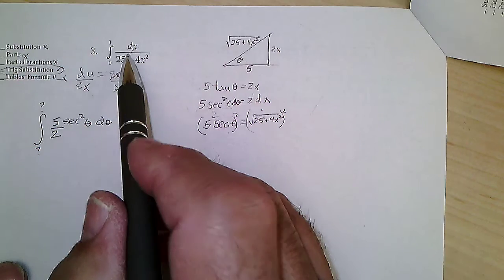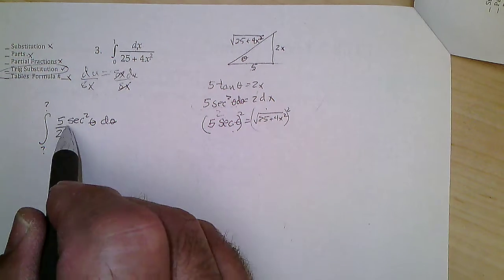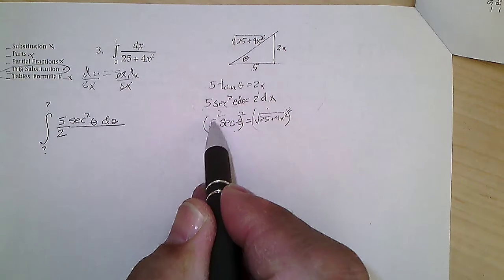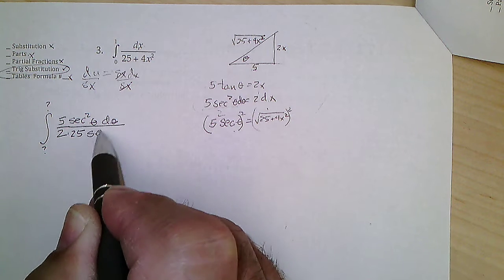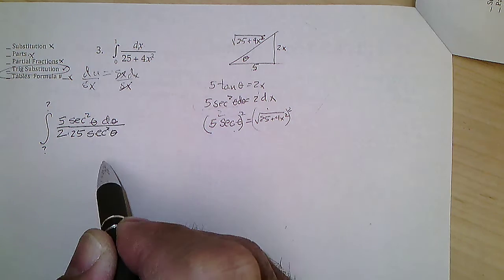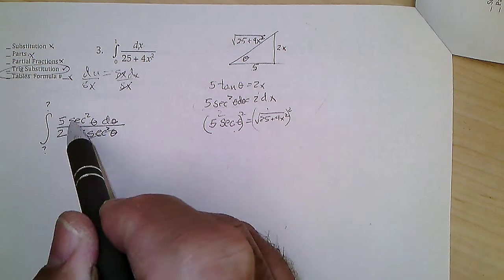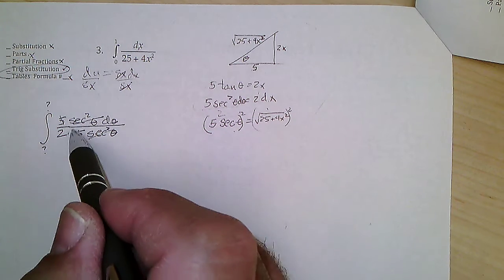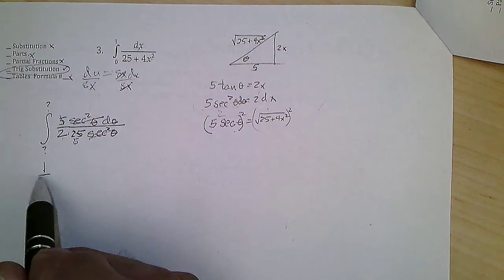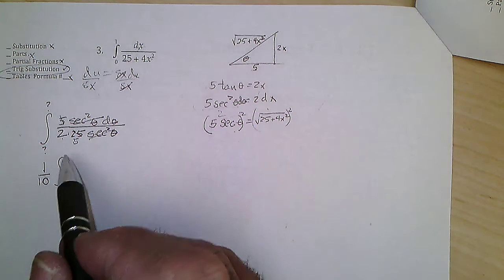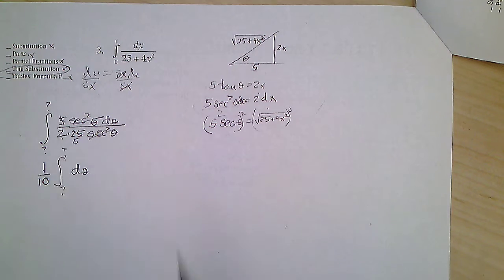And this thing is that quantity squared, and so we're going to have in the denominator, where that is 5 squared, which is 25 secant squared theta, and that's it. So the secant squareds cancel. One of these 5's cancels this and makes that a 5, and so we get 1/10 we can pull out, so we have 1/10 the integral of just d theta from question mark to question mark.